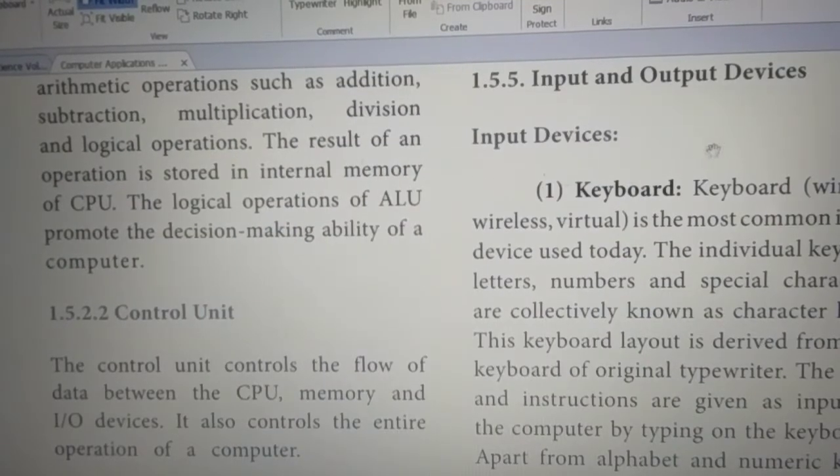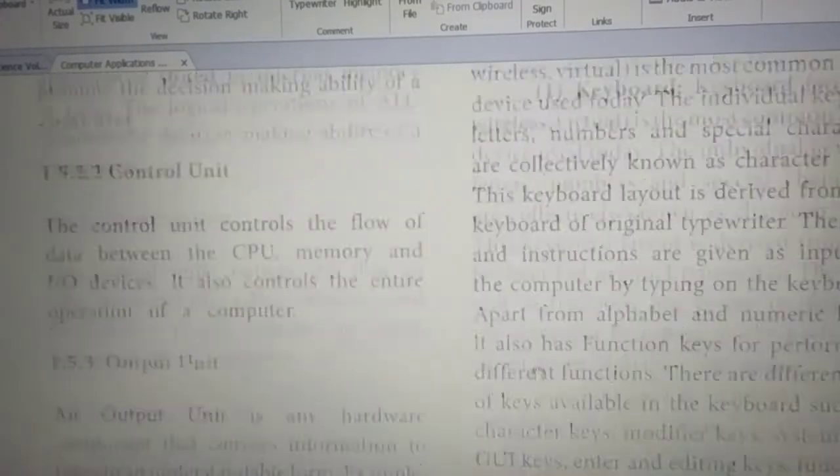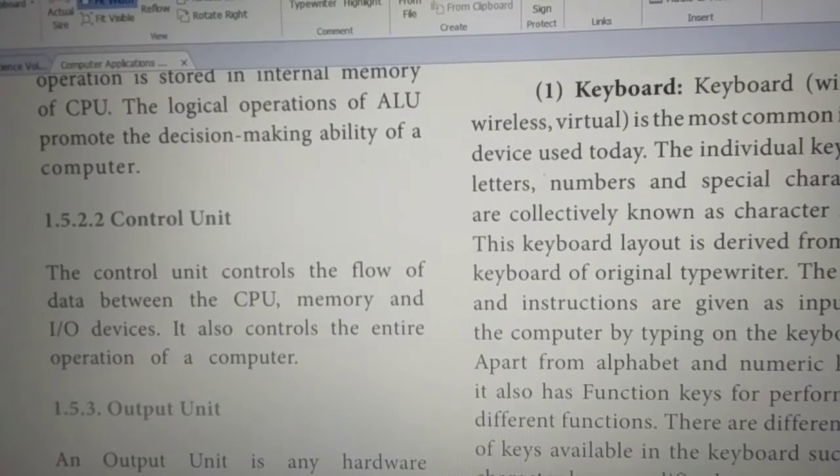Now the input and output devices. You know the input devices: keyboard, mouse, joystick, and many other input devices. First, here is the keyboard. There are many keyboards now, including the wireless keyboard. It is the most common input device used today.